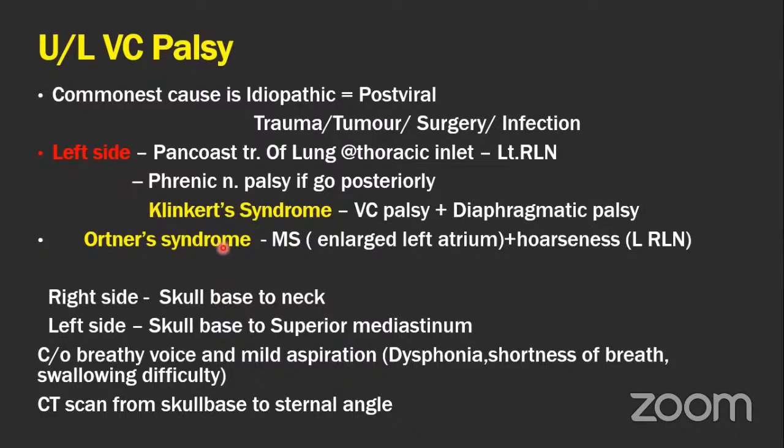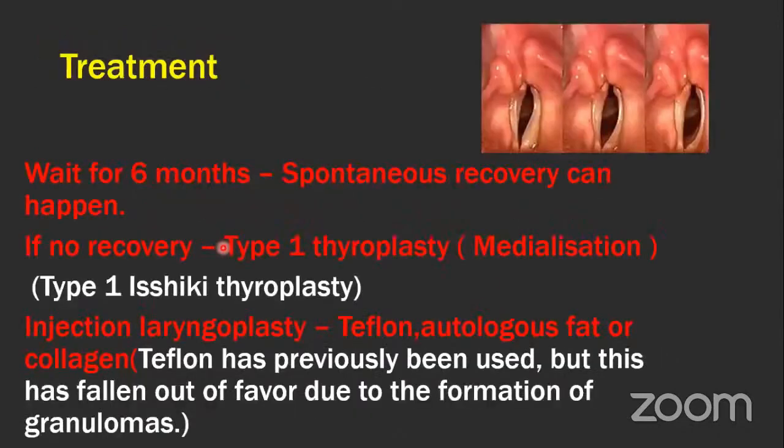So how will you manage a case of unilateral vocal cord palsy? How will you manage it? This is again usually asked. You can wait for a spontaneous recovery. How long can you wait? You can wait for a maximum of 6 months because spontaneous recovery from a paralysis or compensation can happen for up to 6 months. So you can wait for 6 months.